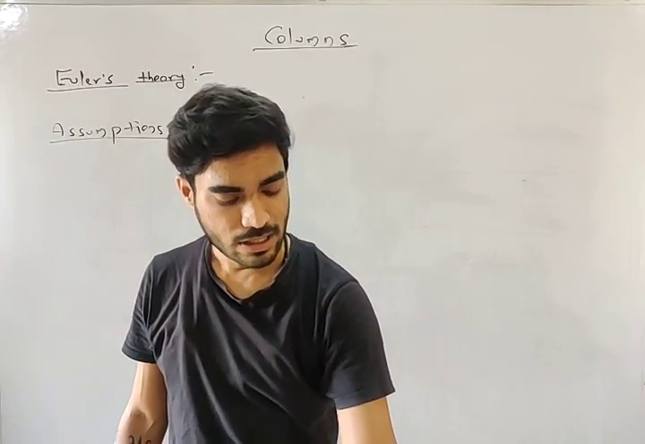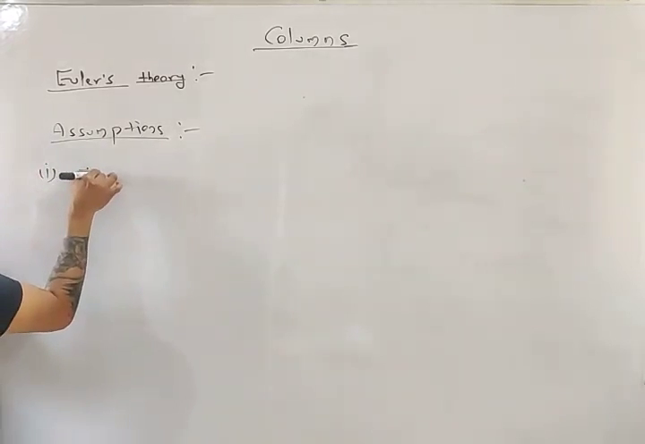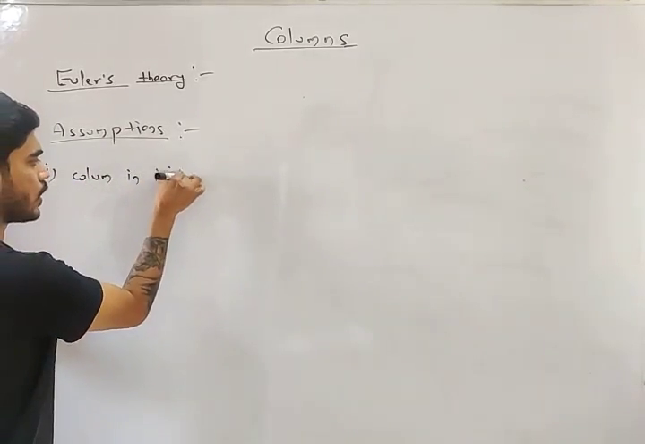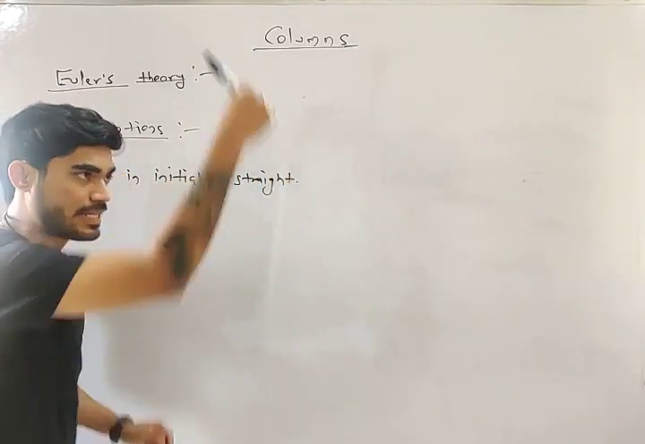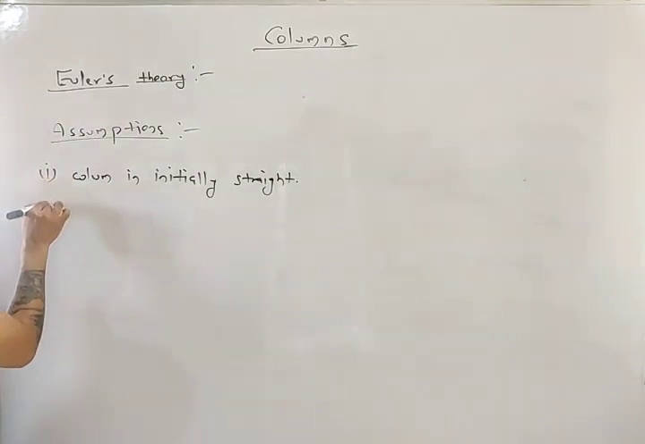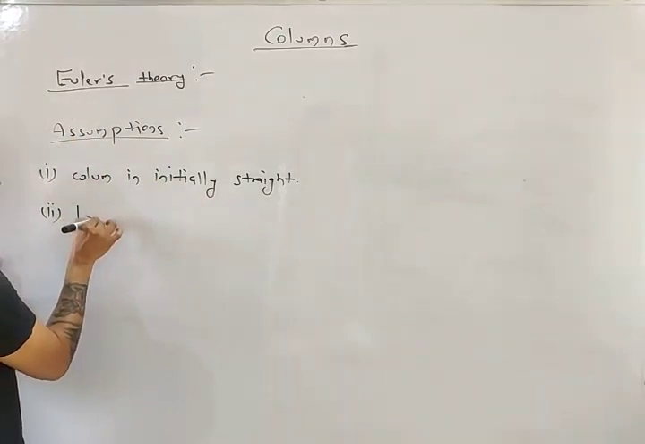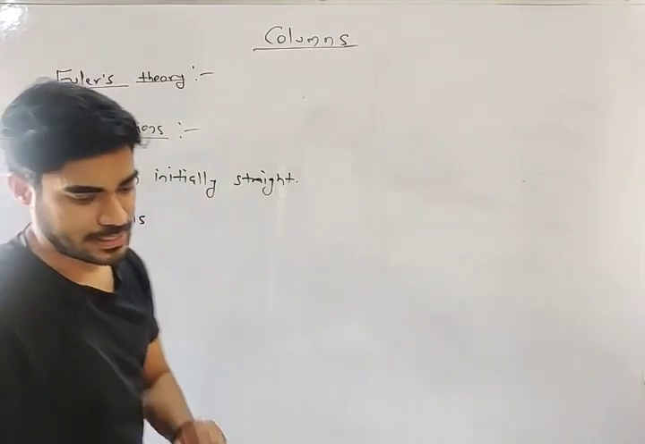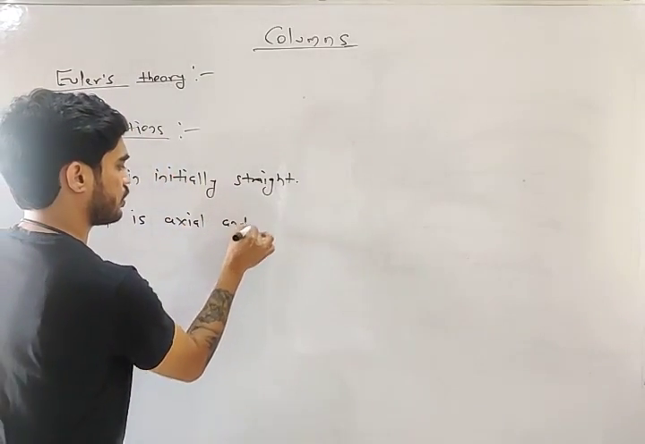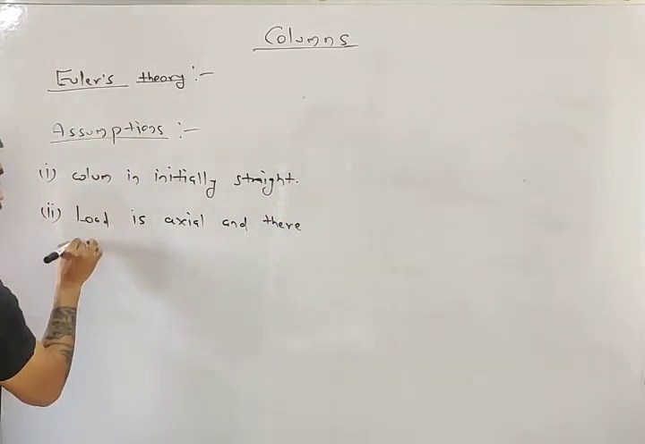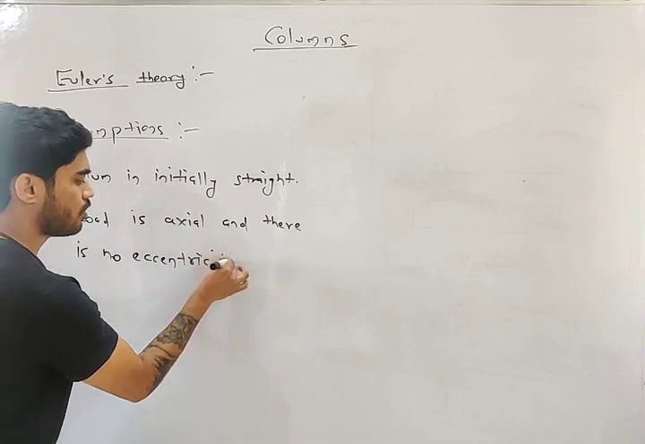The first and a very important assumption is the column is initially straight. The axis of the column is a straight line. The second assumption, my friend, is that the load is axial and there is no eccentricity.